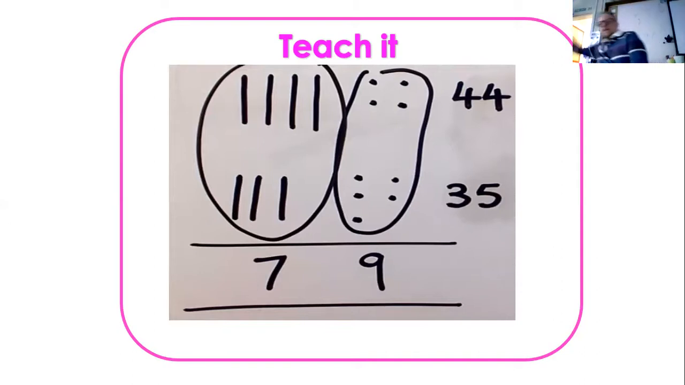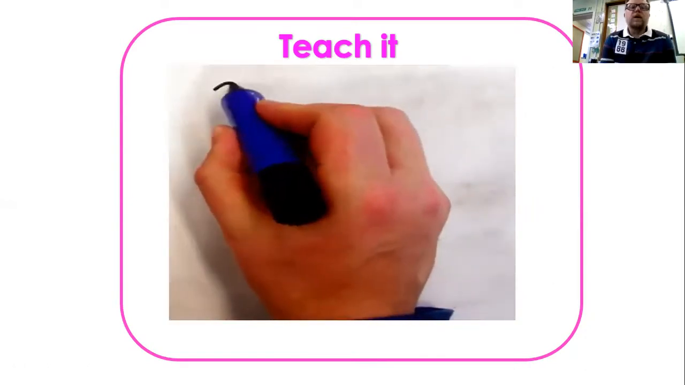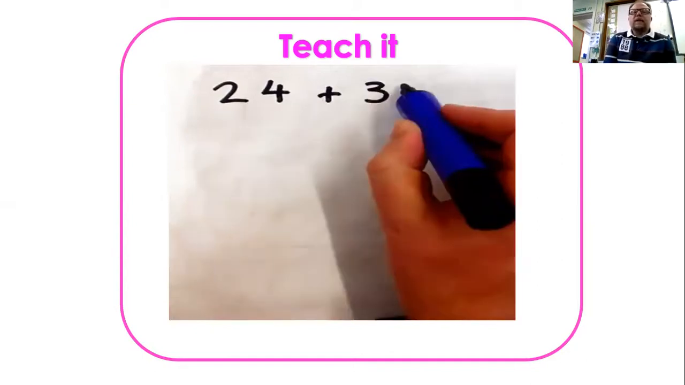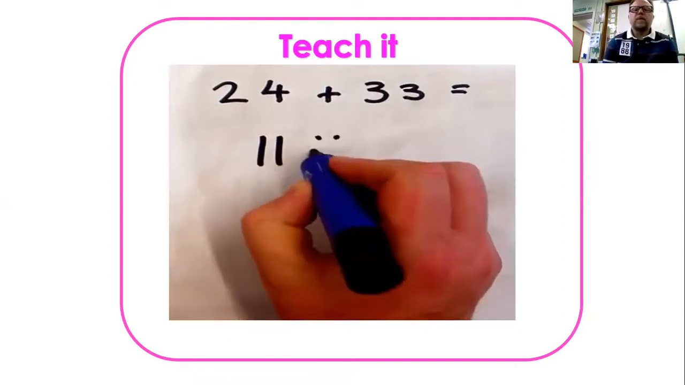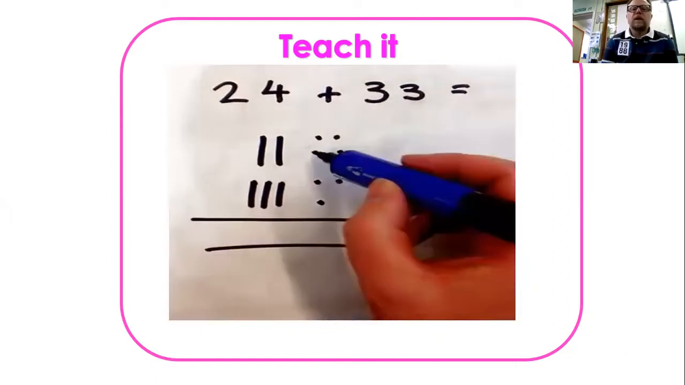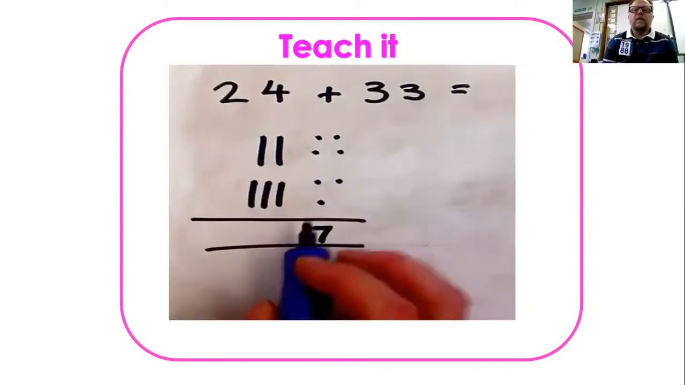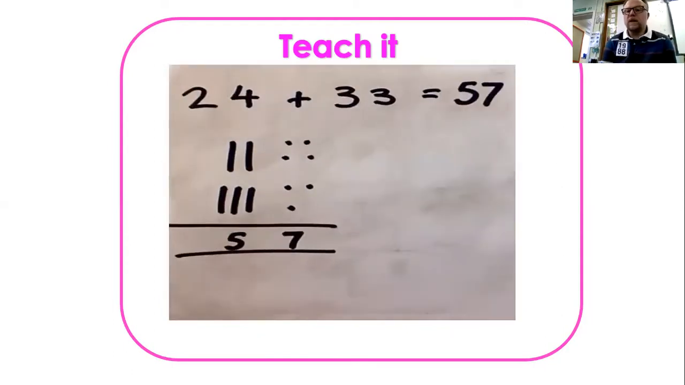Stay with me while I switch the lights on, I might be able to see you better. We've got another one now I'm going to talk over. So the question could be laid out like this: 24 add 33. So I'm going to draw 2 10s, 4 1s, 3 10s and 3 1s. Draw my lines underneath. I'm going to add up my 1s, 7 1s, add up my 10s, 5 10s. The answer is 57.